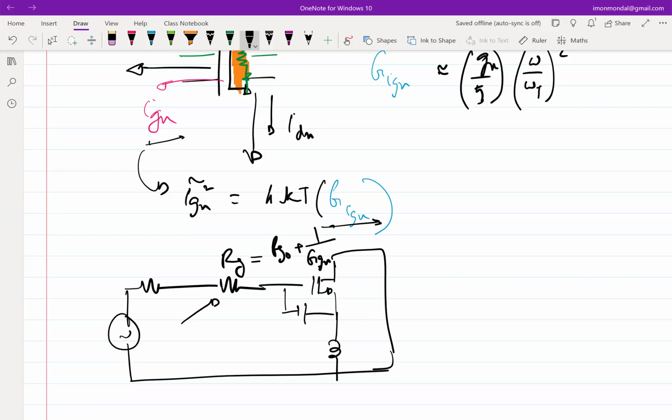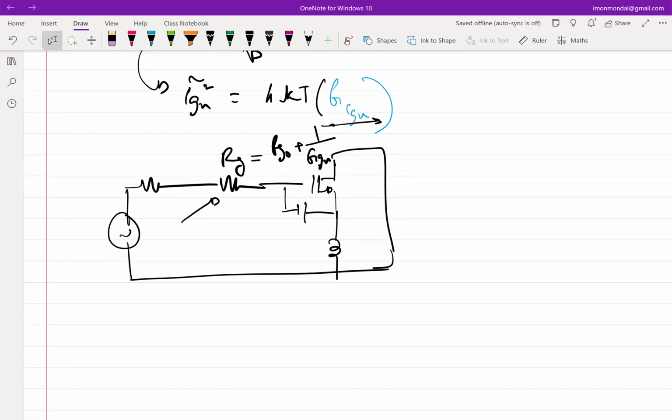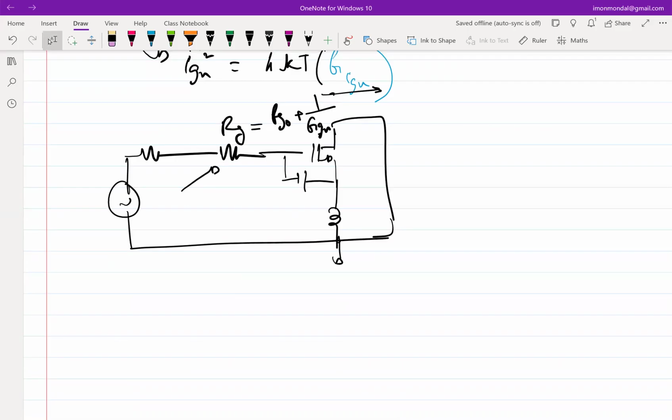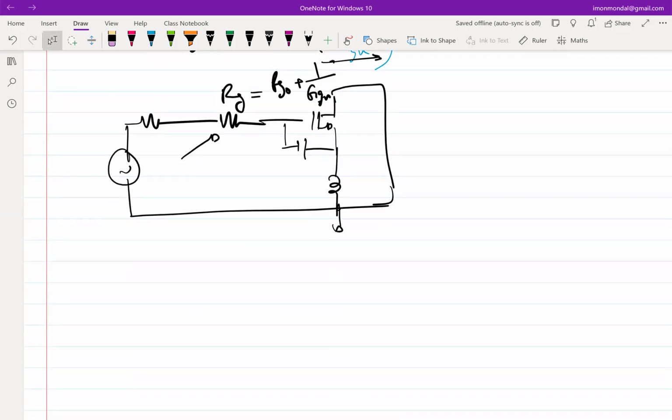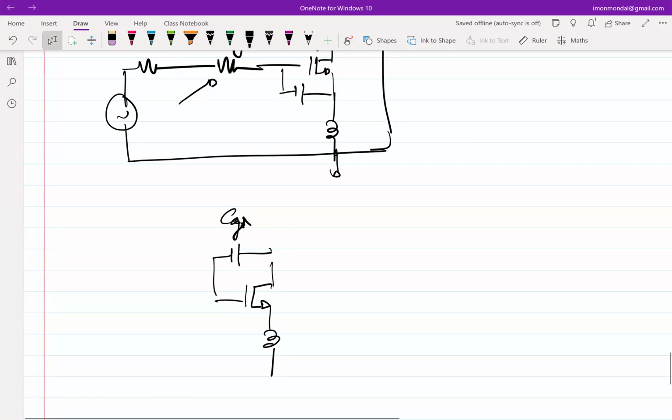Okay. So now let me come to some of the practical issues that happen in LNA design. The part that we have neglected till now is this. We have neglected CGD totally. But in real cases, you will have CGD.